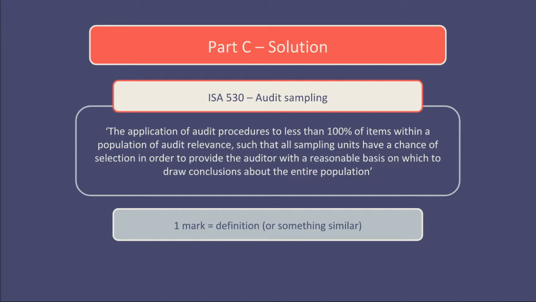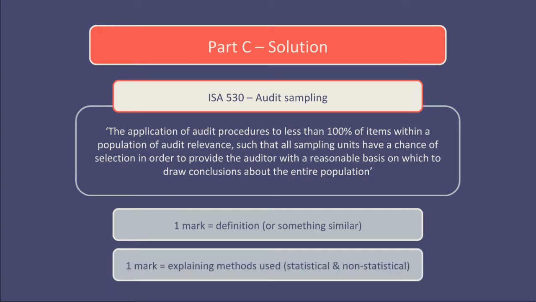You would also have been given a mark for an explanation of the methods. Therefore, mentioning that the auditor can select a sample using the statistical or non-statistical methods is also acceptable.